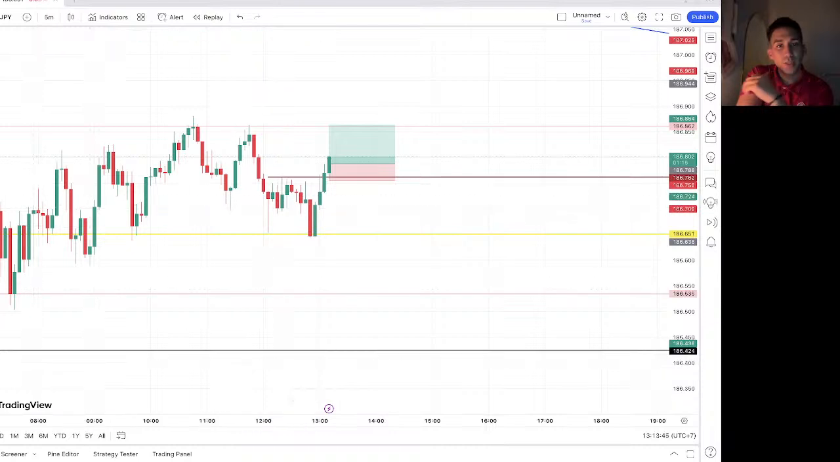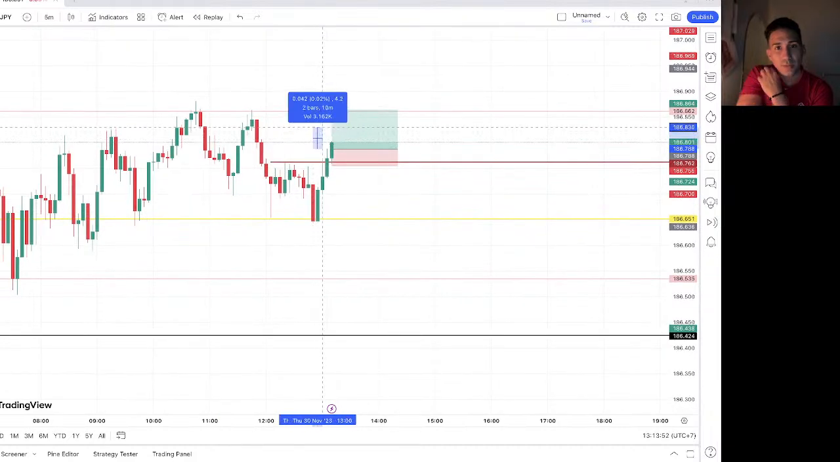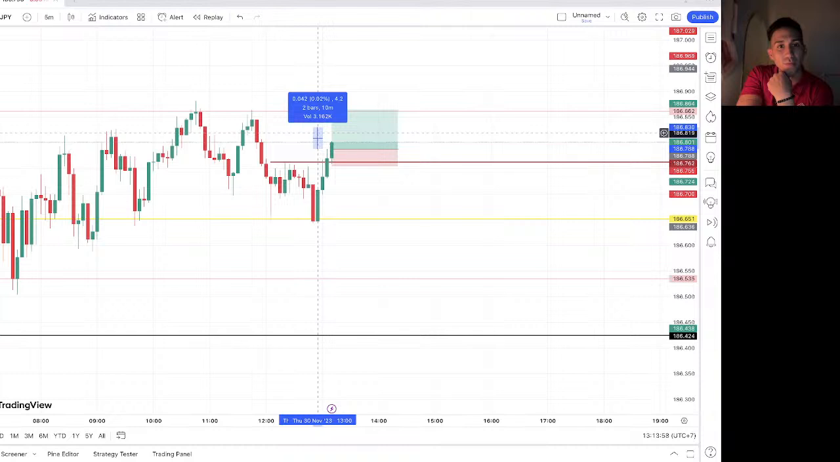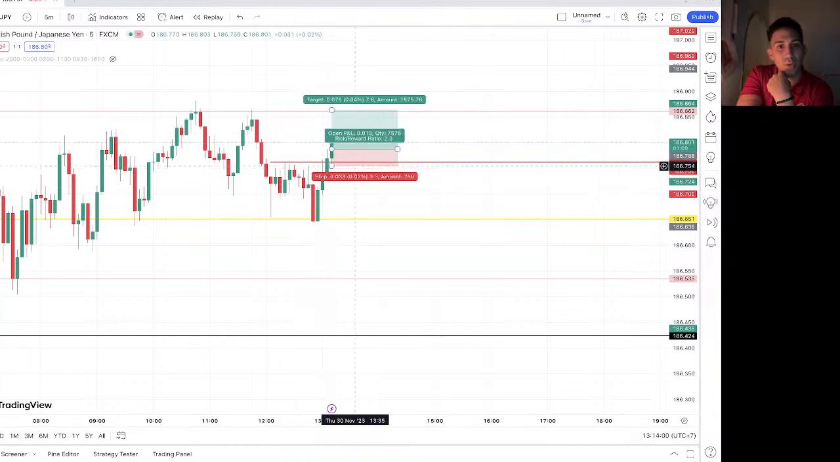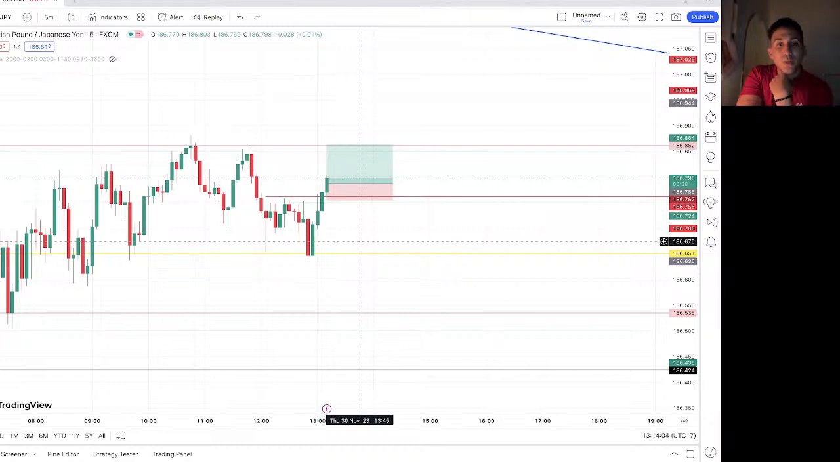Remember guys, for me, if I move, we enter here. So if I move, this is a 7 pip trade. So if I move 4 pips, I'll just call it break even, because as it's a risky trade, I don't want to be losing that amount of money or any amount of money per se.